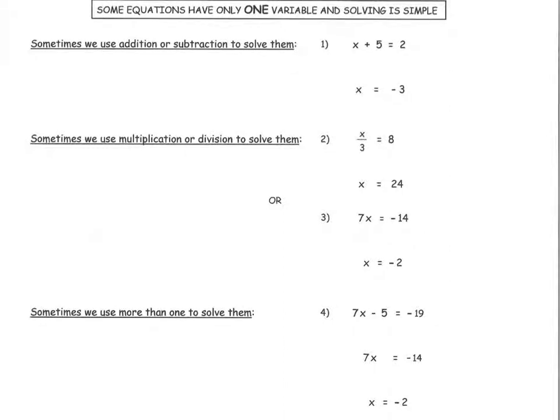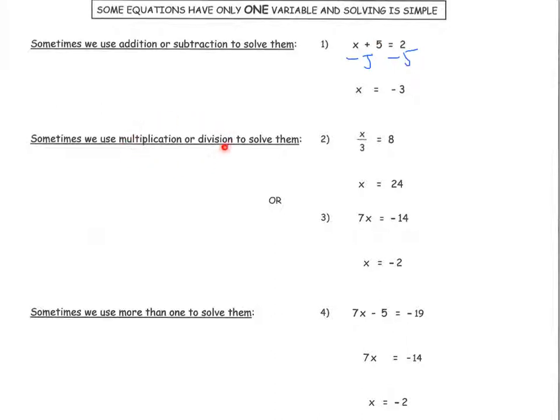Some equations have only one variable, and solving them is simple. We need to find the value of x which fits the equation. In order to do that, we have to subtract. Minus 5 and minus 5 gives us x equals negative 3. Negative 3 plus 5 is 2.